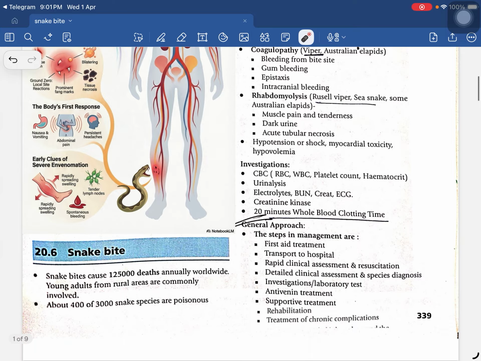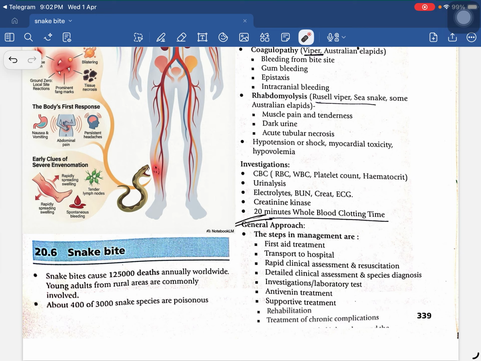Let's study about the snake bite. 1,25,000 deaths annually worldwide occur because of the snake bite. 400 to 3,000 snake species are poisonous. So, types of snake bites.